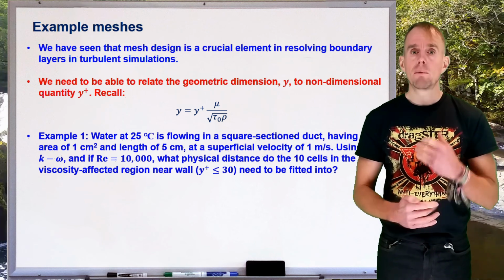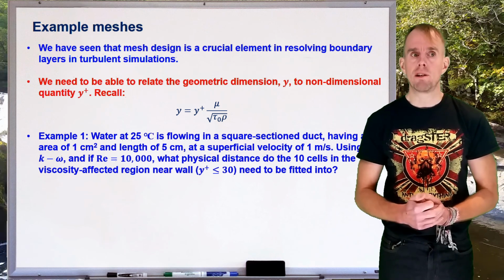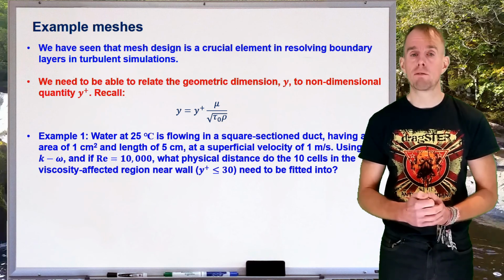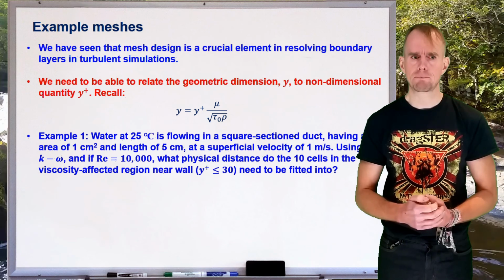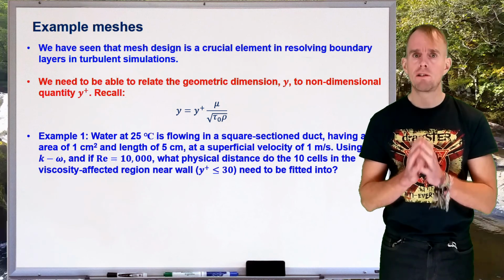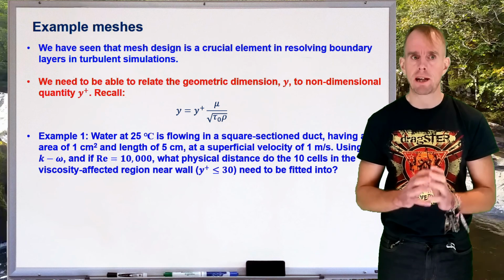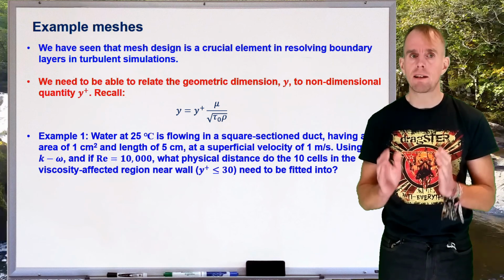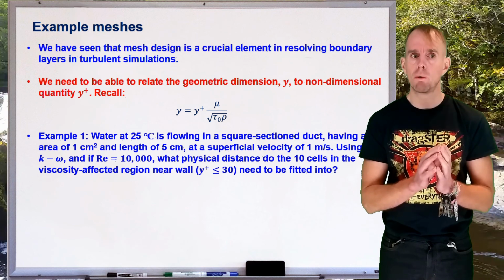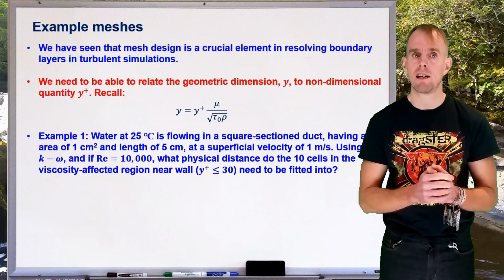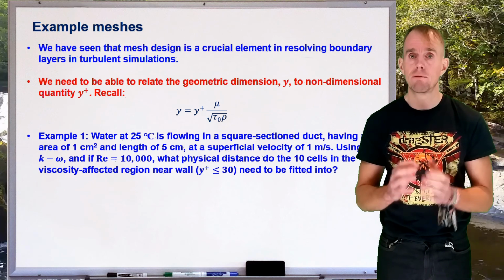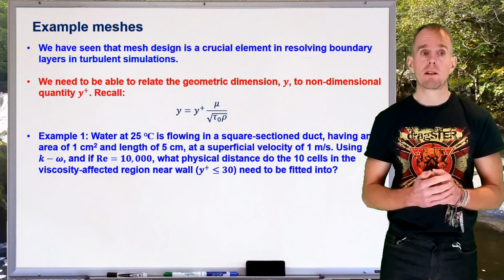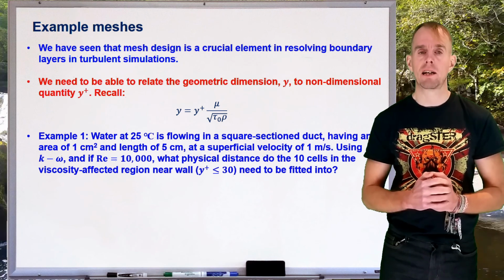Now, let's assume that we're going to make a simple flow simulation of this using the k-omega closure model resolving to the wall, and let's say our Reynolds number is roughly 10,000. What we're trying to do is to design the mesh that will allow us to use the k-omega model. So we need to know what physical distance the 10 cells in the viscosity affected region near the wall, y+ less than or equal to 30, actually correspond to in the real world.